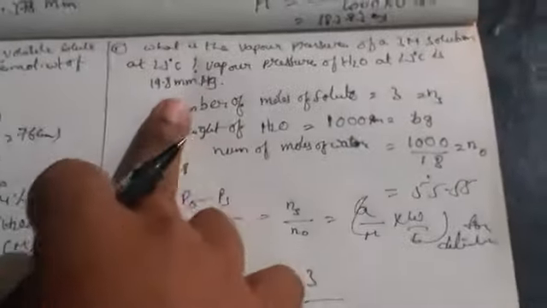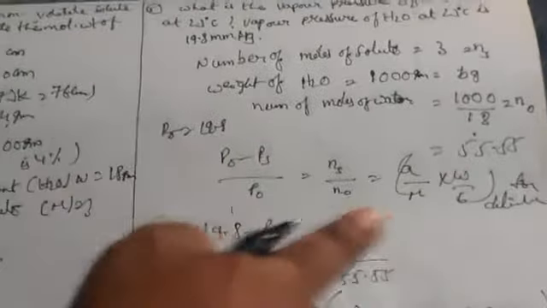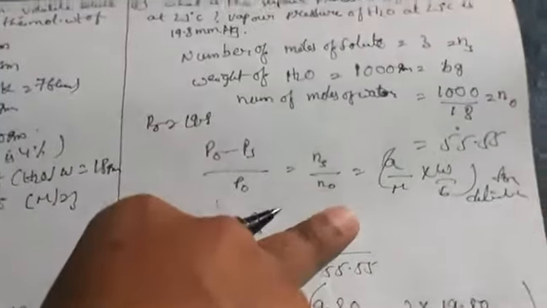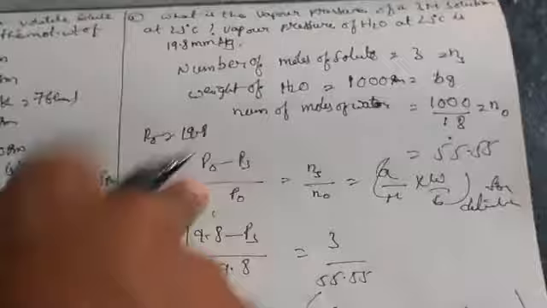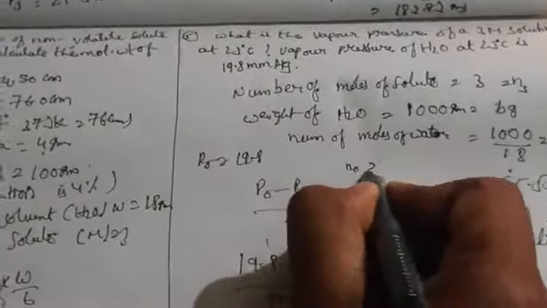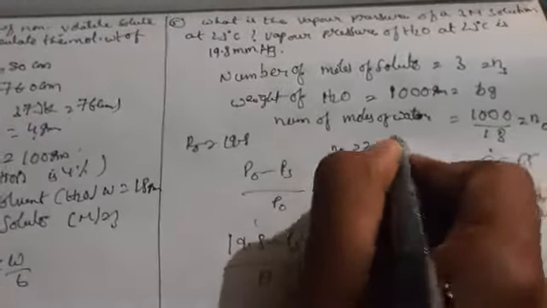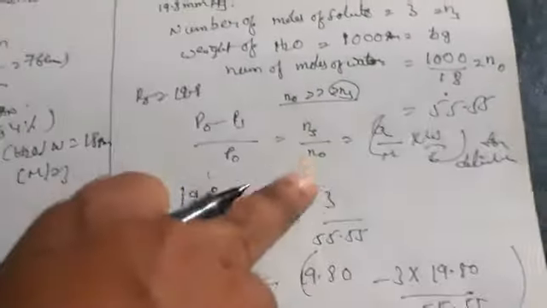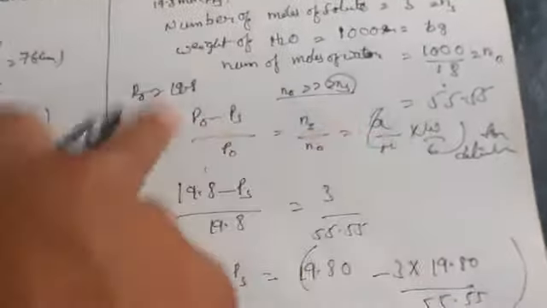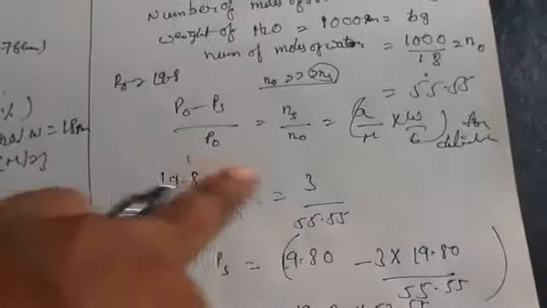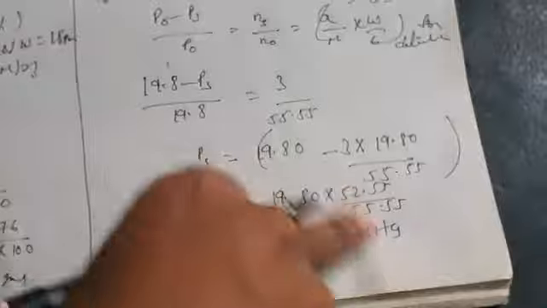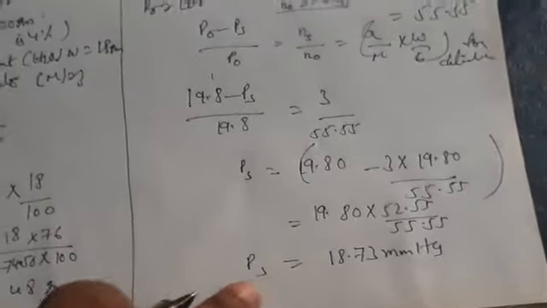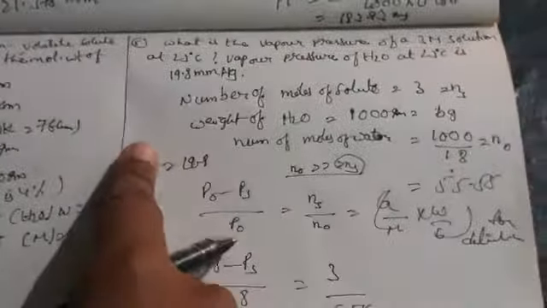P naught value he has given, 19.8. According to Raoult's law, in dilute solutions, what is the value? Because NS is very small compared to N naught, we are neglecting NS. So we get the formula NS by N naught. By substituting these values, 3 by 55.55, PS is equal to 18.73 mm Hg. So this is about this problem. Now, going to the next problem.